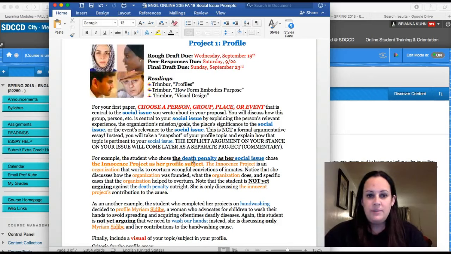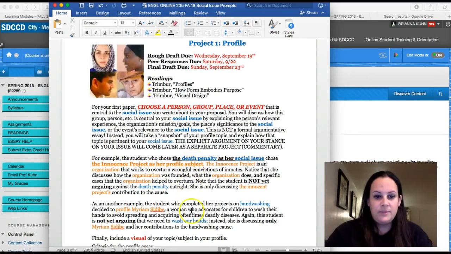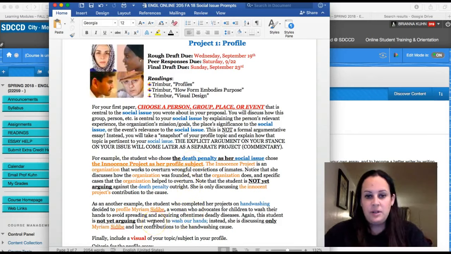I understand there's a lot of colors going on here, and I promise there's a method to my madness. Every time you see social issue, you notice that that's in blue. This is on purpose. When you see the Innocence Project or the organization or Miriam Sidibe, those are all in orange.